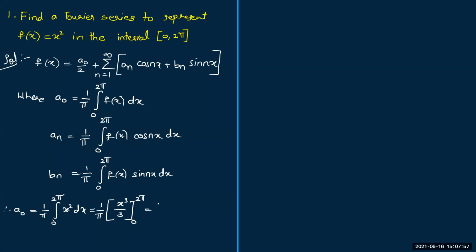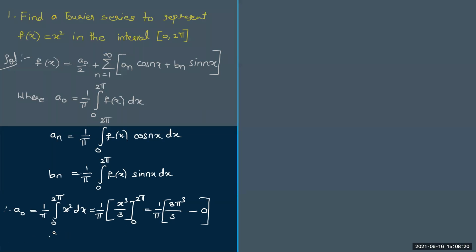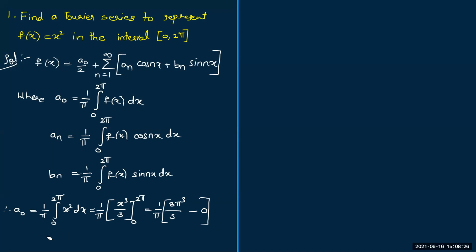Now, when you substitute the limits here, see what happens. 1 by pi into, first of all, you need to substitute the upper limit. If you substitute x is equals to 2 pi, we'll get 2 pi whole cube. 2 pi whole cube means it is 8 pi cube divided by 3, minus, if you substitute x is equal to 0, the lower limit, we'll get 0. So in the next line, therefore a naught is equals to, see how much you'll get here, it is only 1 by pi into 8 pi cube by 3.